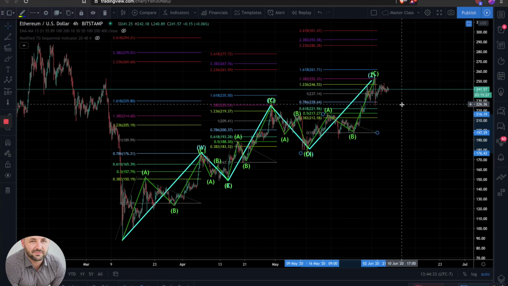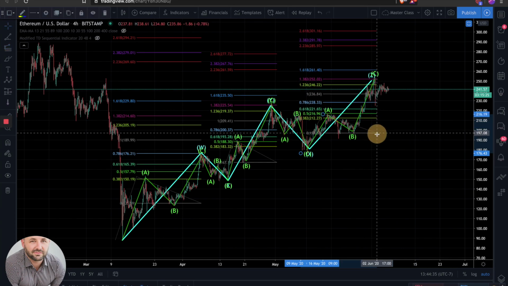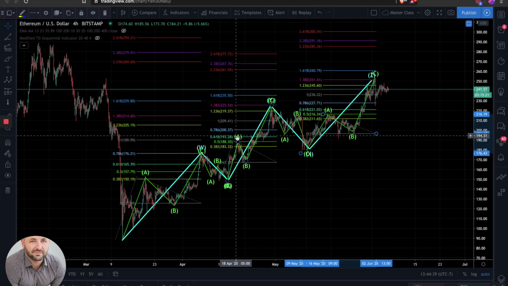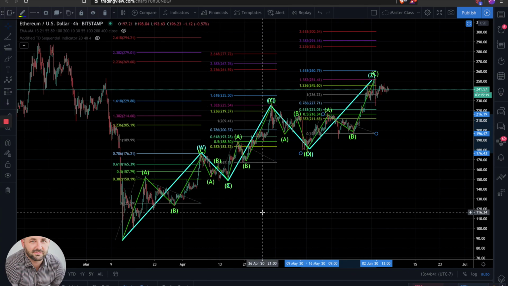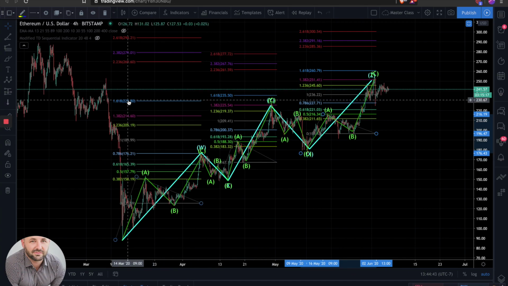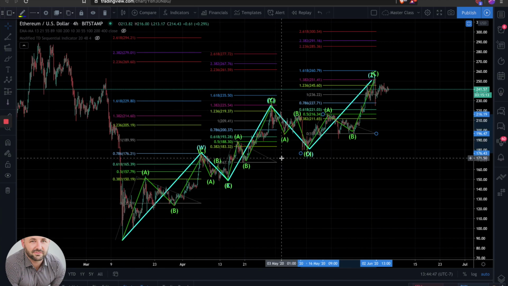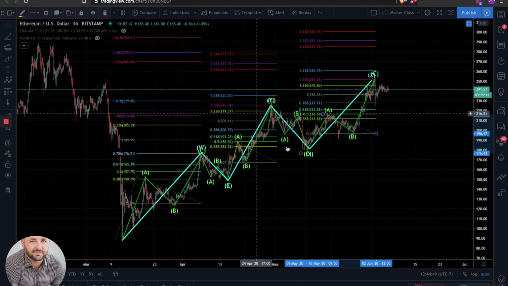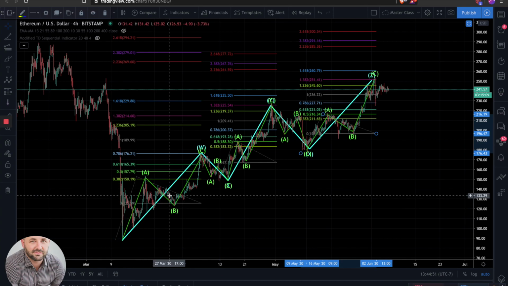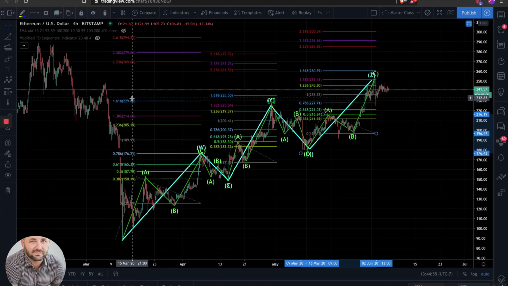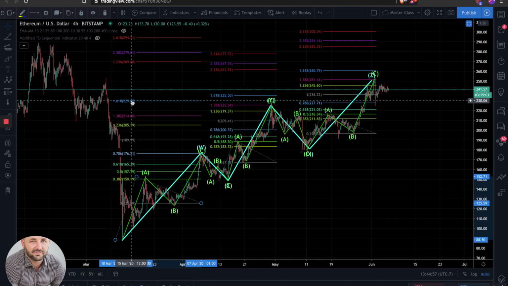Again, 1.382. So everything matches quite well when it comes to the fibs, pretty nice for a three-wave corrective motion. So you can kind of see what I'll be talking about here in regards to this WXYXZ. It's what's called a waterfall effect, and it is common when you have a triple three combination.